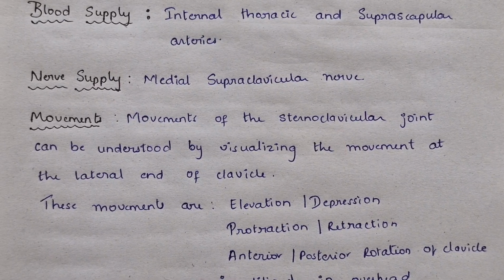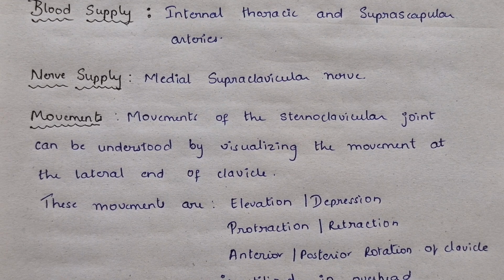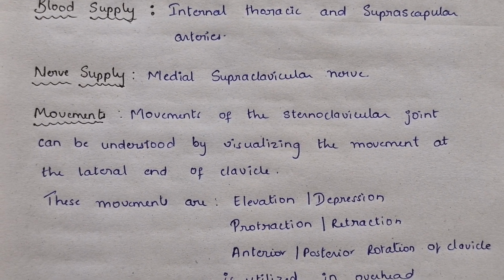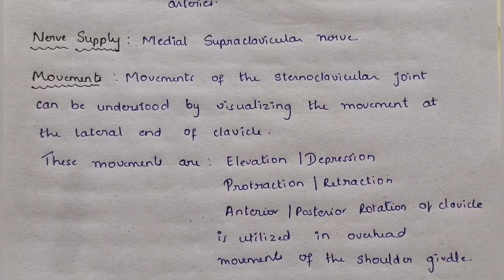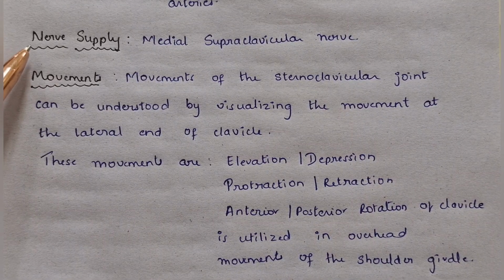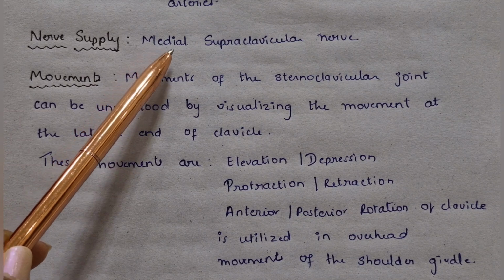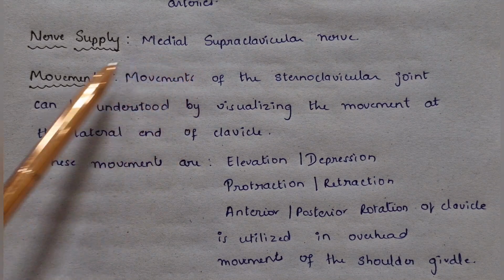Blood supply of the sternoclavicular joint. It is provided by the internal thoracic and the suprascapular arteries. Nerve supply of the sternoclavicular joint is provided by the medial supraclavicular nerve.